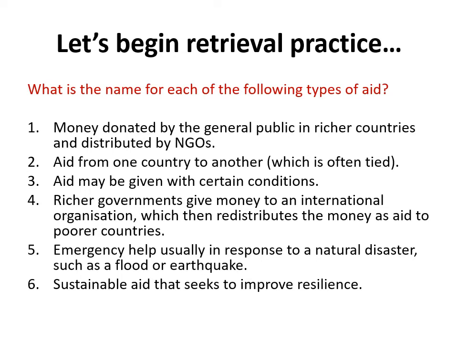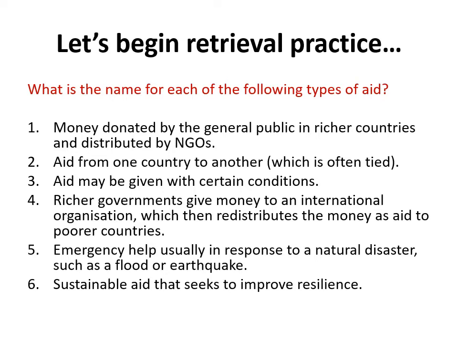Okay, so what we've got there are 6 key types of aid, and we want to try and remember all of them. So we need to begin the retrieval practice journey. We know by now that is the best way of remembering things, of learning these definitions, of learning these different types of aid. Once you've done that, then you can start thinking about, well, which one's better than another one. But for now, you've got to get them down.